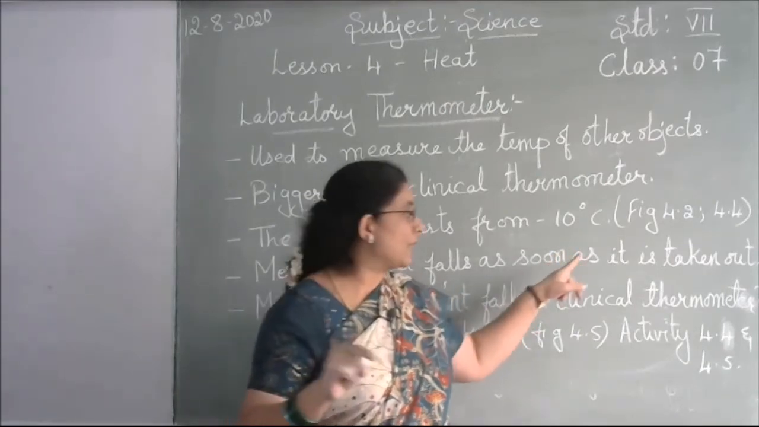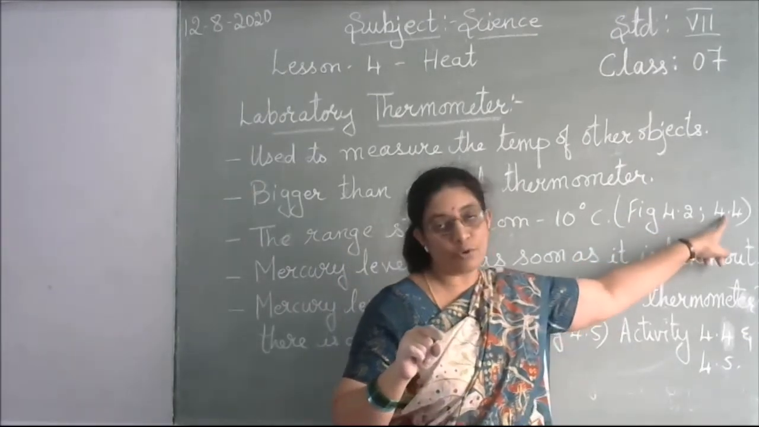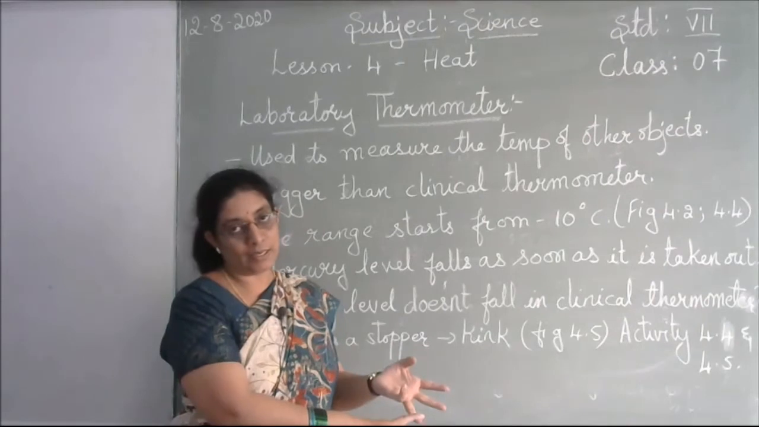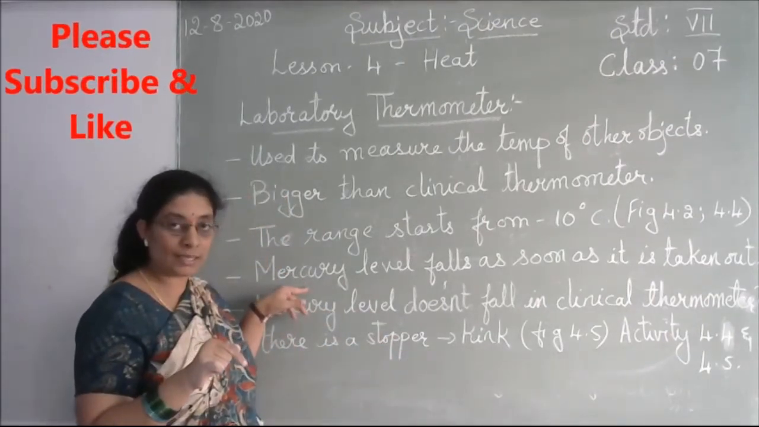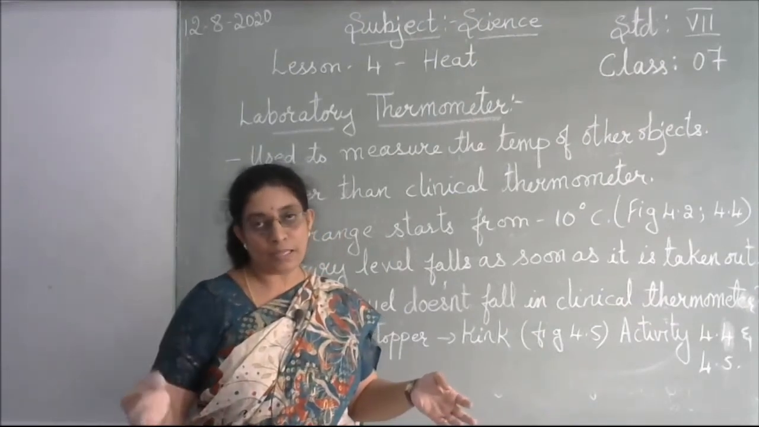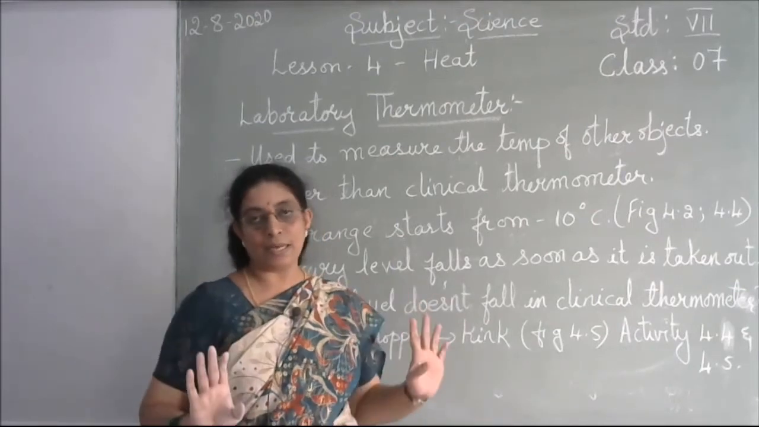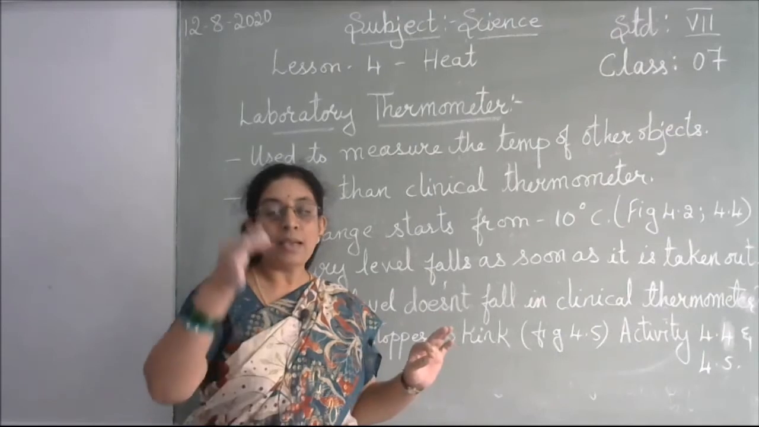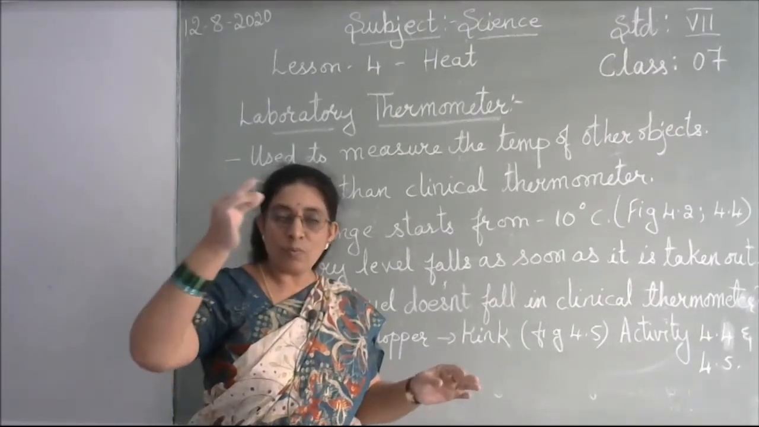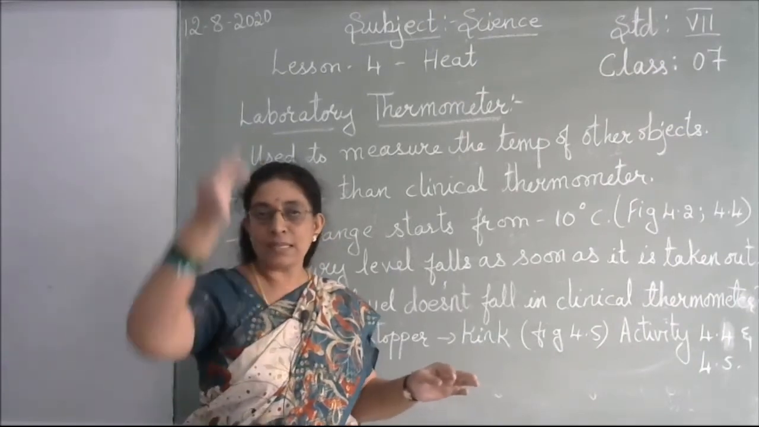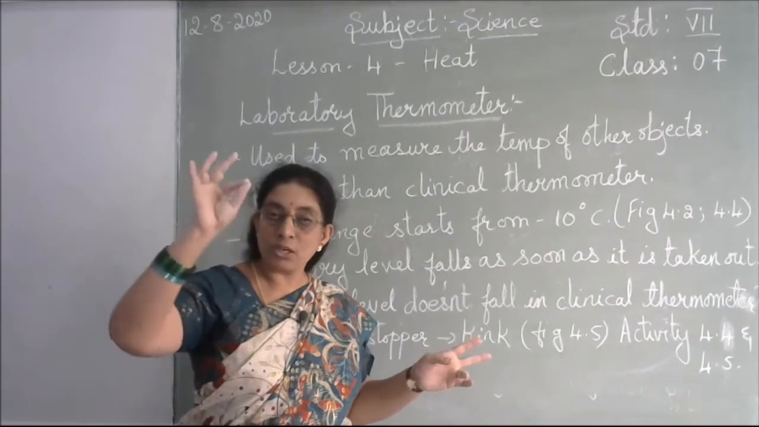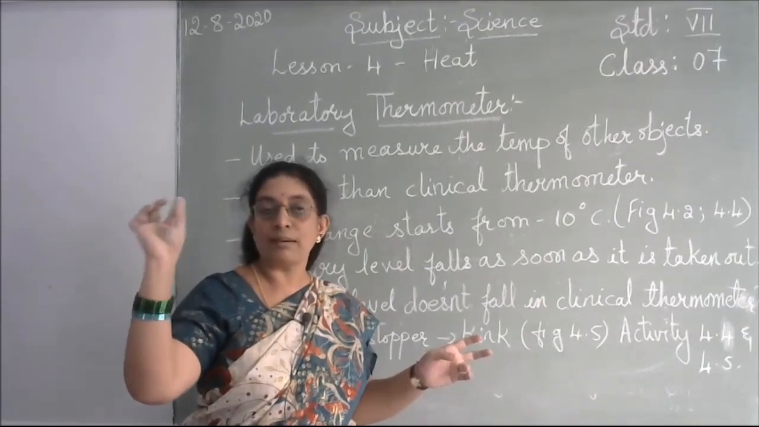To know about it more clearly, in your textbook, refer to figures 4.2 and 4.4. Refer to both figures so that you will know which is the clinical thermometer and which is the laboratory thermometer. Next, in the laboratory thermometer, once the temperature of the object has been checked, as soon as you remove the thermometer, the mercury level will immediately come to the starting point. As I told you, if you keep the laboratory thermometer inside a tumbler of boiling water, the mercury level will rise and show you how hot the water is. Once you remove it from the hot water, the mercury will immediately come down to the starting point. But that does not happen in the clinical thermometer. In the clinical thermometer, the mercury will remain where it has stopped, showing the reading of your temperature.